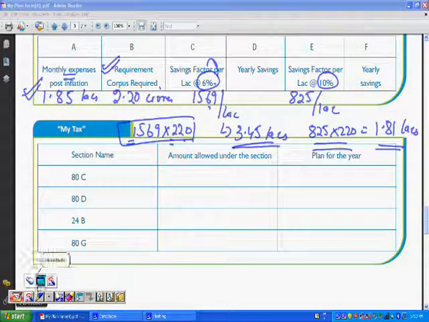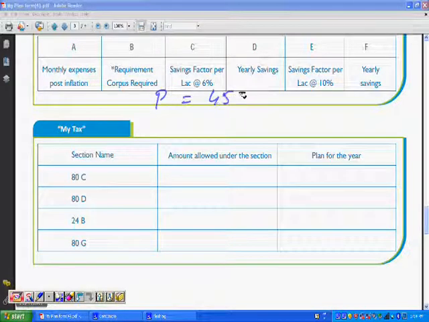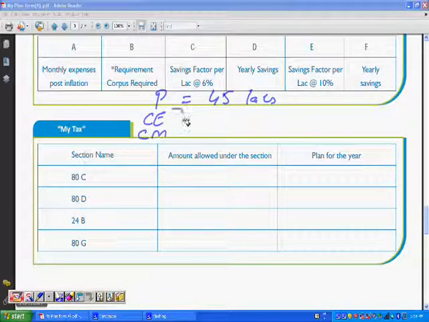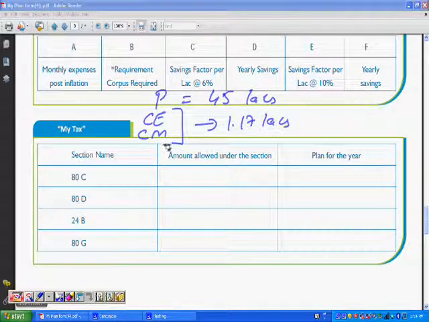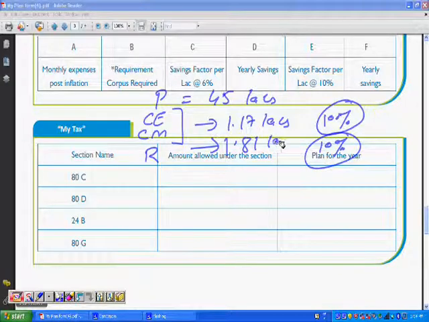So if you now have a quick calculation, your protection needs have been identified at 45 lakhs. For your child's education and child's marriage, you have to save close to 1.17 lakhs. And for your retirement, assuming 10%, this was again at 10%, guys, you have to save somewhere around 1.81 lakhs.